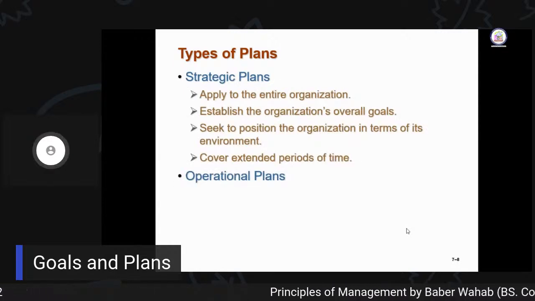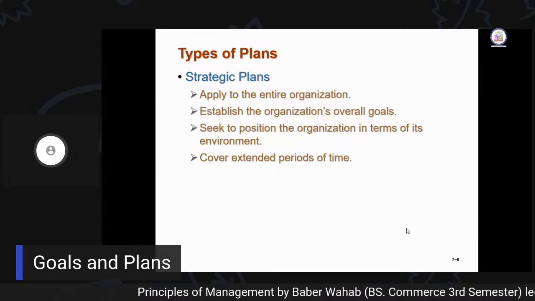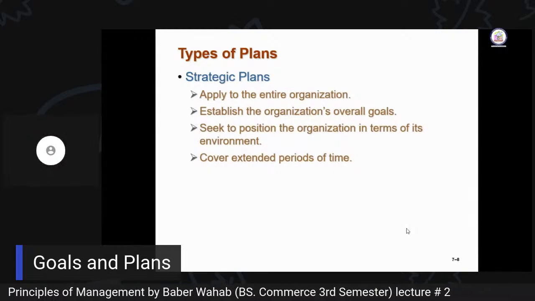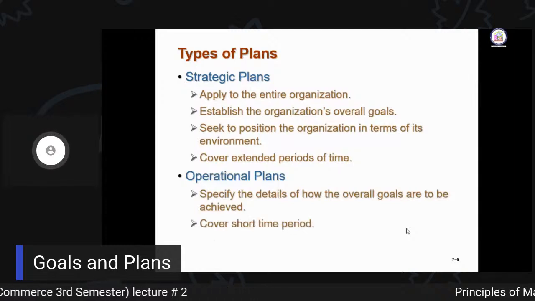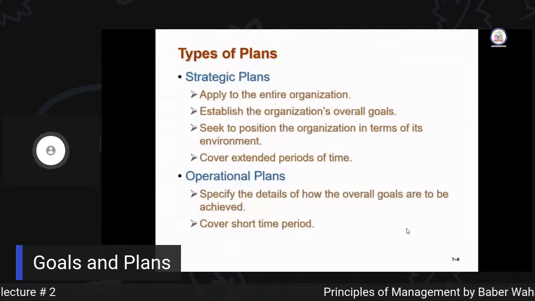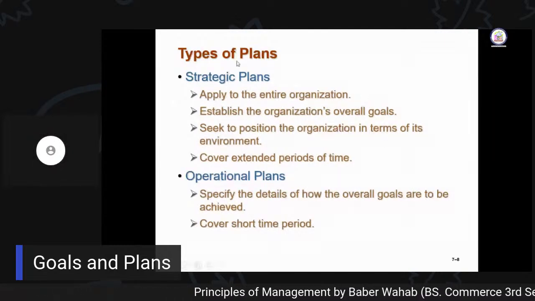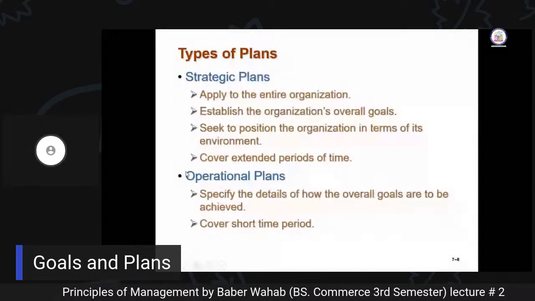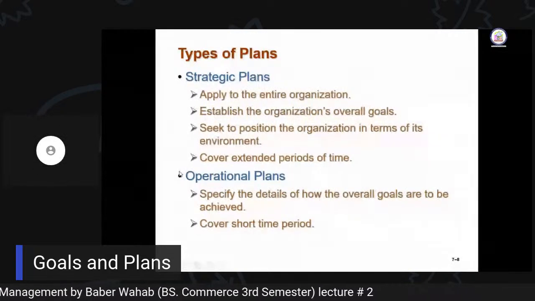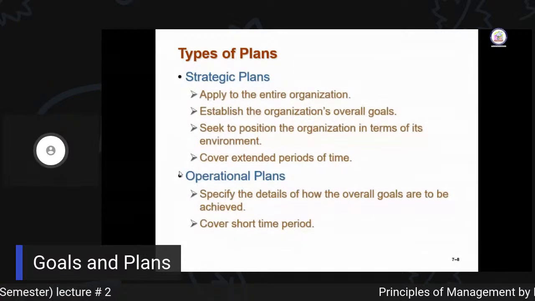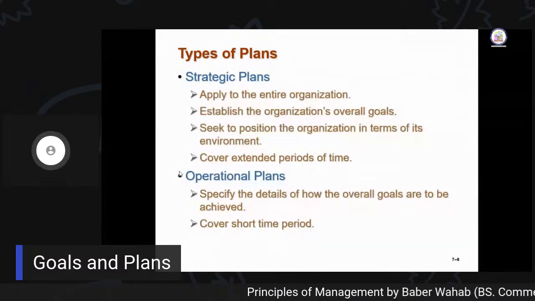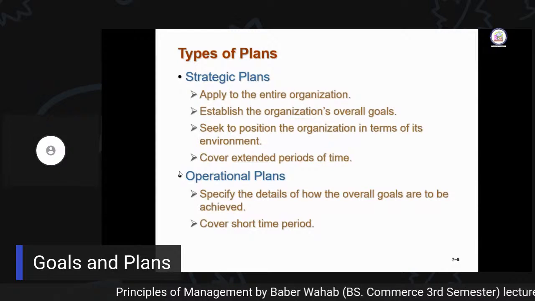Then we have types of plans. There are strategic plans, and then there are operational plans. Some authors also include a third level of plans, which is between strategic and operational. They call them tactical plans. But our text goes for just 2 levels, which is strategic and operational. So, how are these two types of plans different?